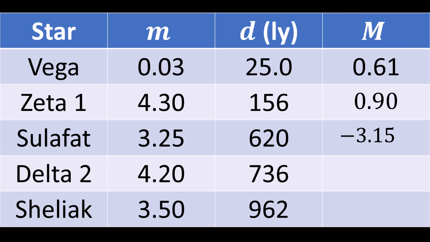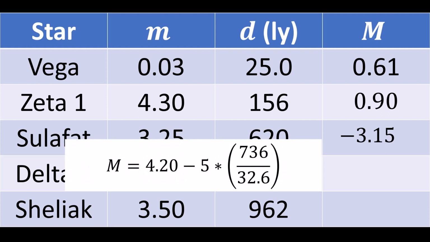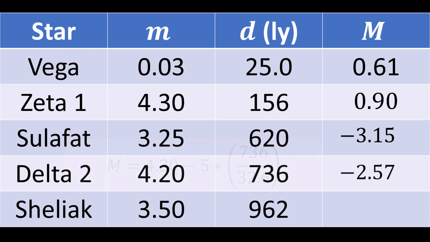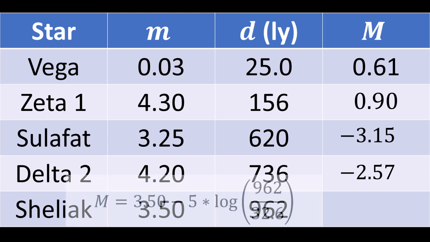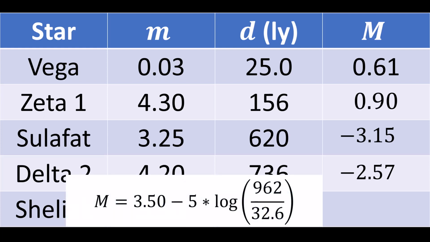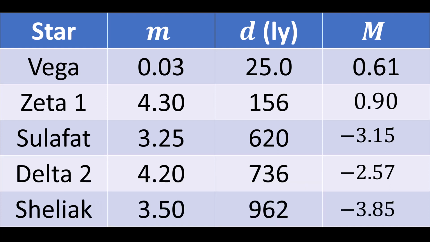Let's move on to Delta 2, 736 light years out. There's the calculation you'd punch into your calculator, which you can try for practice, and minus 2.57. Not as bright in absolute magnitude as Sulafat, but still pretty bright. Moving on to Chiliac, there are the numbers you can punch into your calculator for practice, and minus 3.85. So in absolute magnitude, Chiliac is the winner.